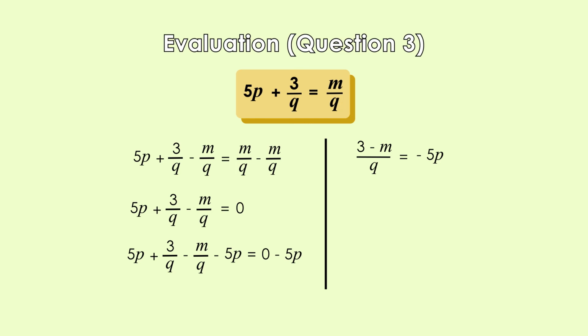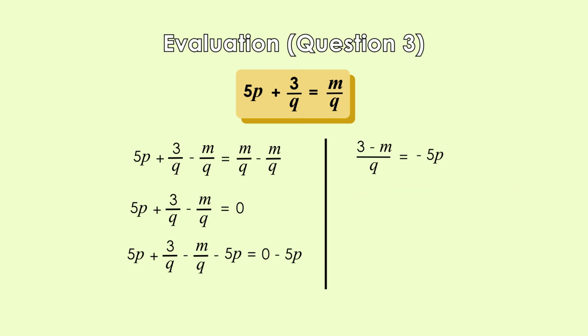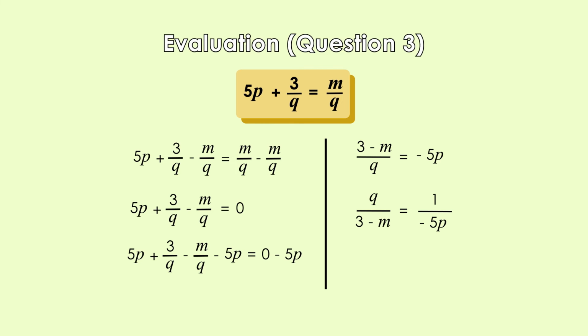Boys and girls, find the reciprocal on both sides of the equation. You will be able to get q over 3 minus m equals 1 over negative 5p. Now, multiply both sides of the equation by 3 minus m. Well done, boys and girls. Now the equation will be q equals 3 minus m over 5p.